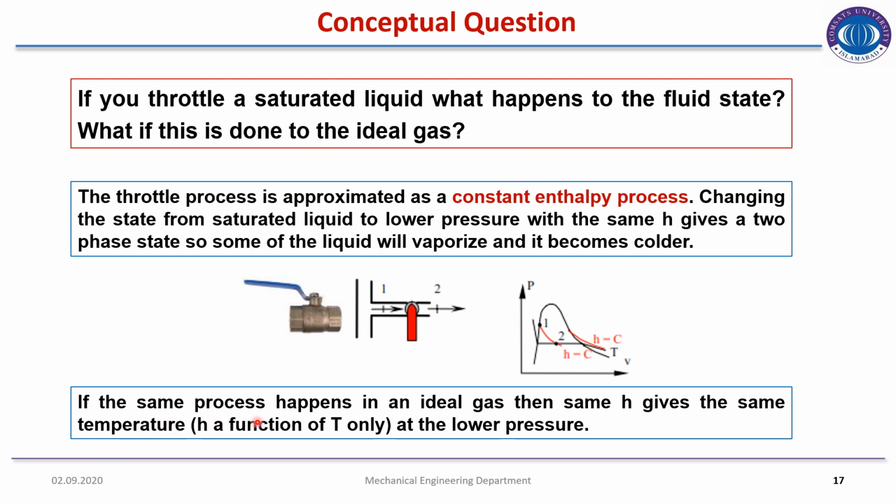Now if the same process happens in an ideal gas, then the same h gives the same temperature, because h is a function of temperature at lower pressure. So we know that for an ideal gas, specific enthalpy is a function of temperature only.